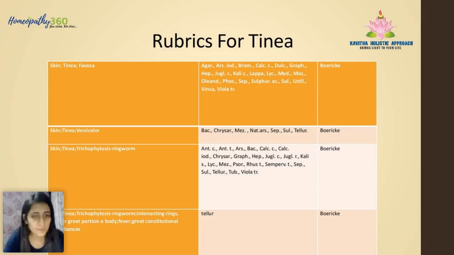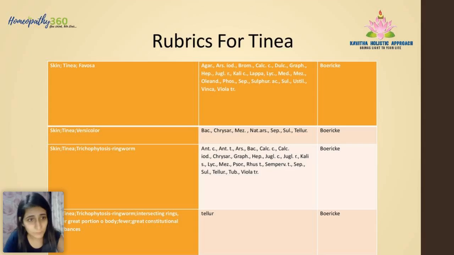One direct rubric given for tinea is in Boericke: skin, tinea favosa. It is clearly given, and see the remedies it's showing. Agaricus, a wonderful remedy. Arsenic iodatum, Bromium, Calcarea carb. Dulcamara has given me so good results for itching. And Psorinum, Hepar, great remedies. Juglans regia, again a great remedy. Lappa major. And Lycopodium, Mezereum, beautiful results for many of the extreme cases of tinea and other skin eruptions. Vinca, Viola, Oleander, Sulphur, Ustilago, great remedies for tinea.